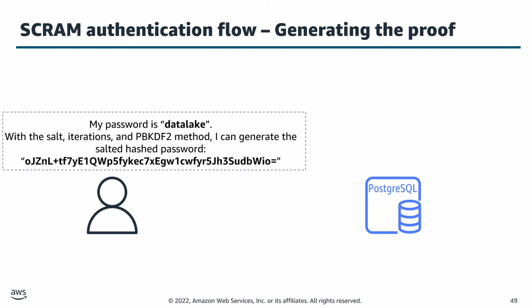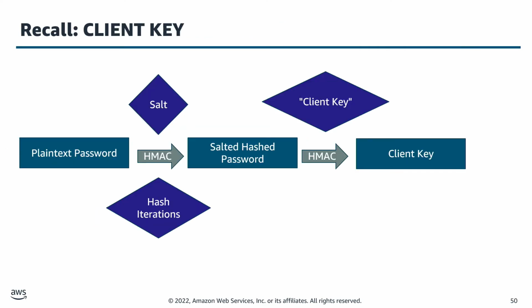The first thing we have to do is go through PBKDF2 again and take our plaintext password and convert it into that salted hash password. So this is what it looks like if you're trying to do this at home. Remember the client key. We're going to take an HMAC. The salted hash password is our key, and the literal string client key is our message, and we generate what's called the client key.